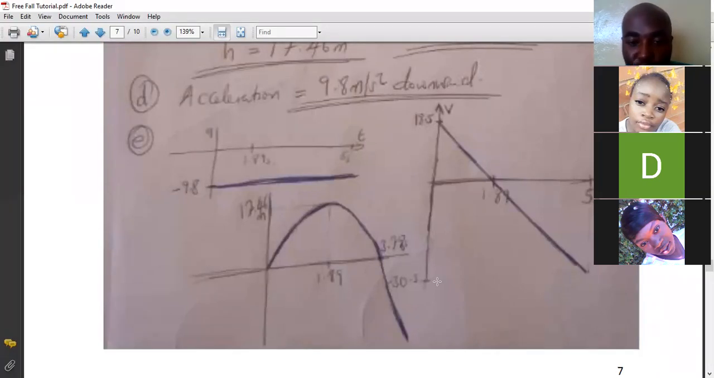Then the position time graph is always a quadratic graph. It's a parabola. So you put 0 at the start. Then maximum height. How did we get it? We found it at 17.46.